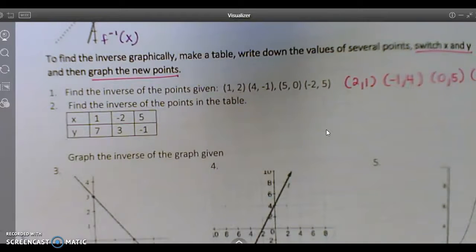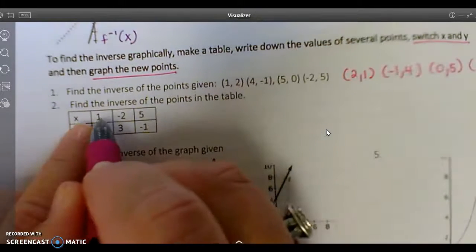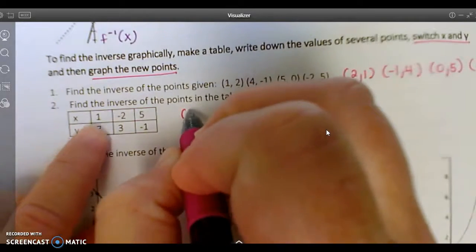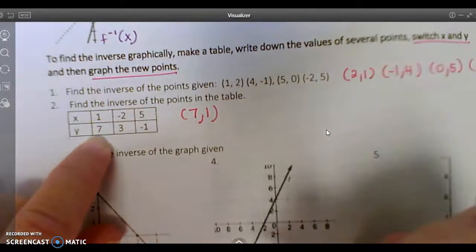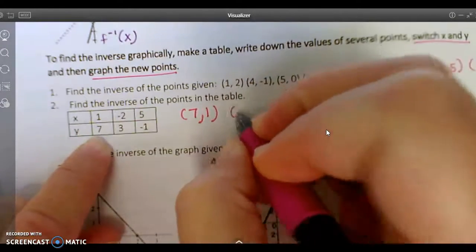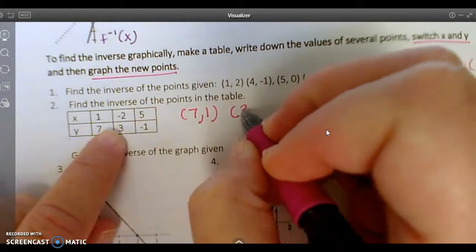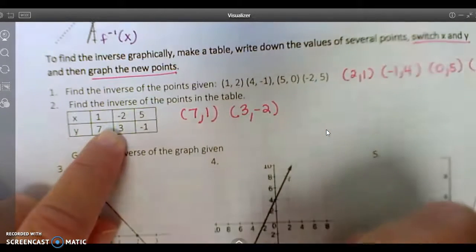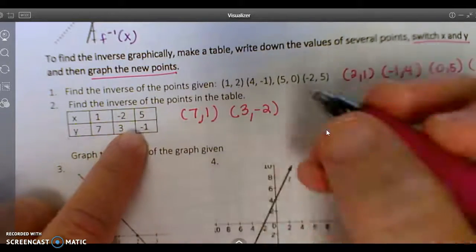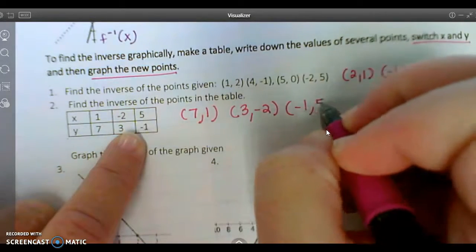When they are in a table, again, you just switch them. Okay? Instead of 1, 7, it's going to be 7, 1. Instead of -2, 3, it will be 3, -2. Instead of 5, -1, it will be -1, 5.